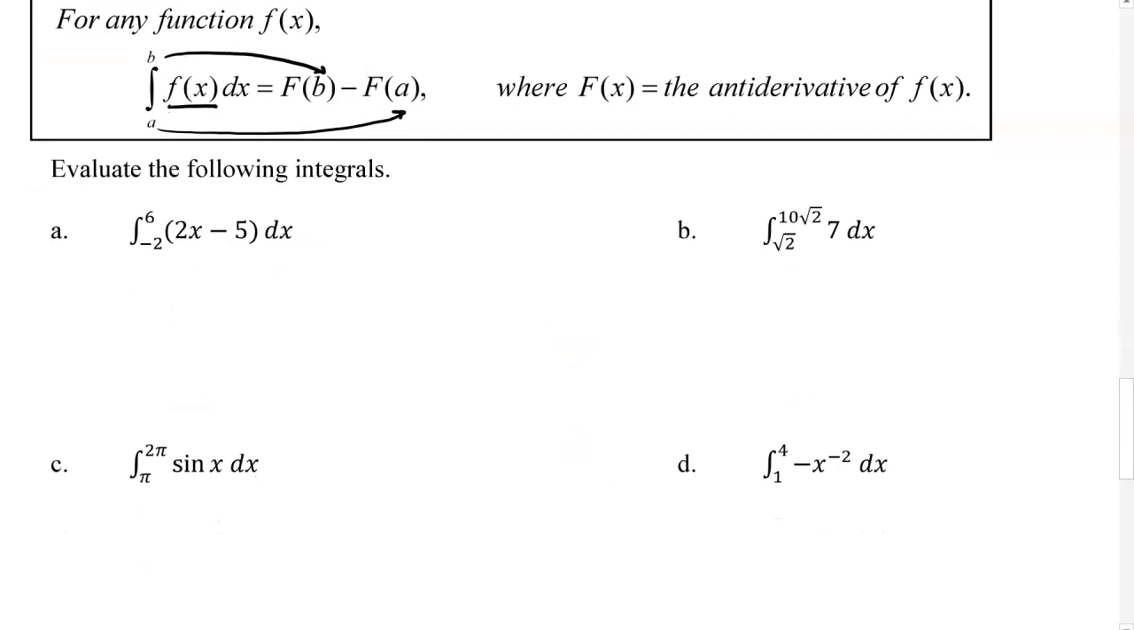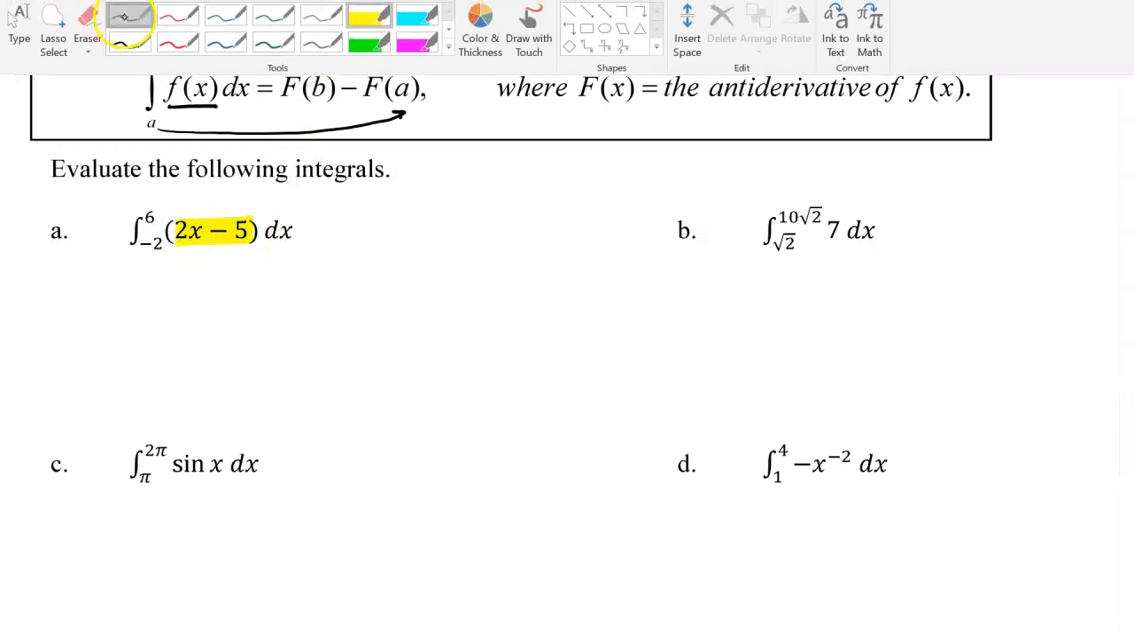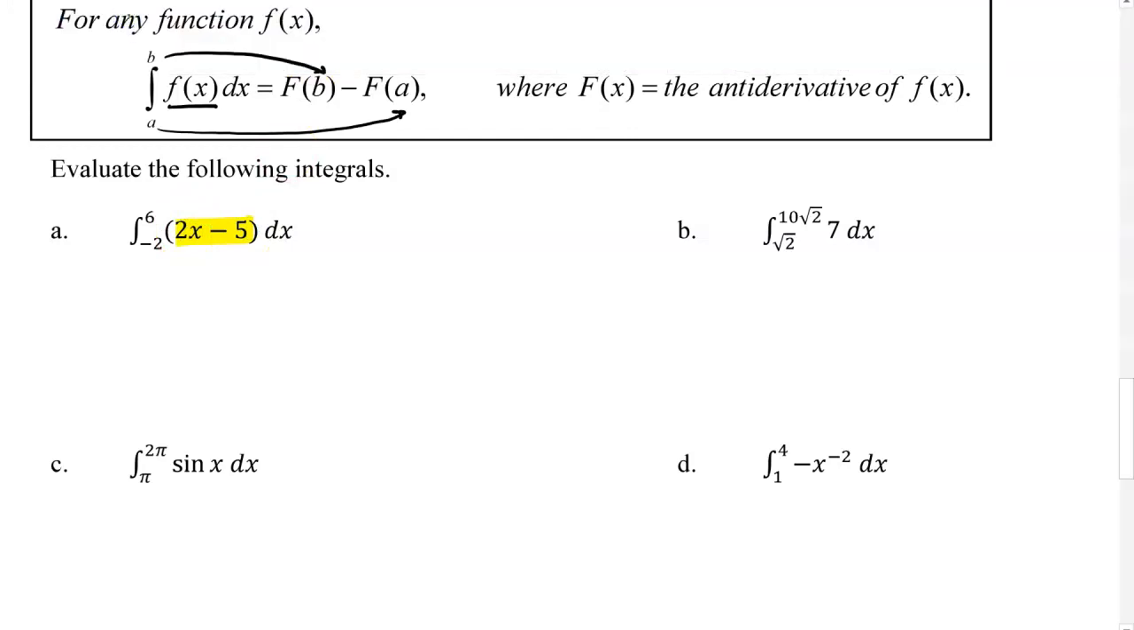So for this first one, I have to find the antiderivative of 2x minus 5 first. Again, the antiderivative of 2x, you would add 1 to the exponent, so 2x squared, and divide by 2. Okay, if you can see that as just being x squared right away, that's even better. Minus 5x from negative 2 to 6. I'm going to sub in the upper bound first, subtract and sub in the lower bound. This is the notation that we use. This is a bar that's showing us, okay, I'm about to substitute now.